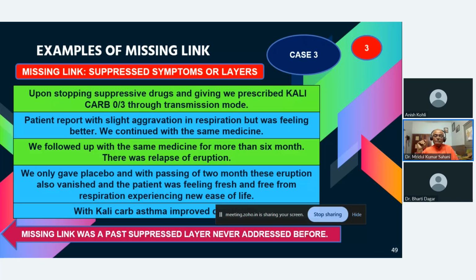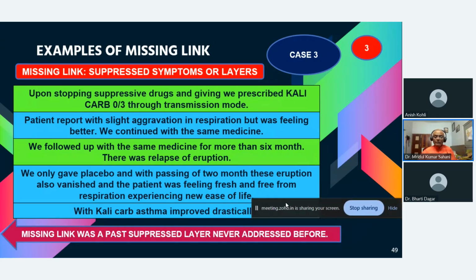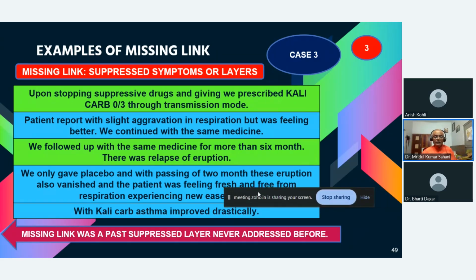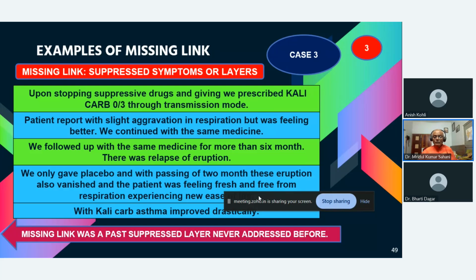There was no relapse of the eruption. We gave only placebo, and after 2 months these eruptions also vanished, and the patient was feeling fresh and free from respiratory trouble, experiencing a new age of life. With this treatment, the asthma improved drastically. So the missing link was the suppressed layer, which was never addressed before.